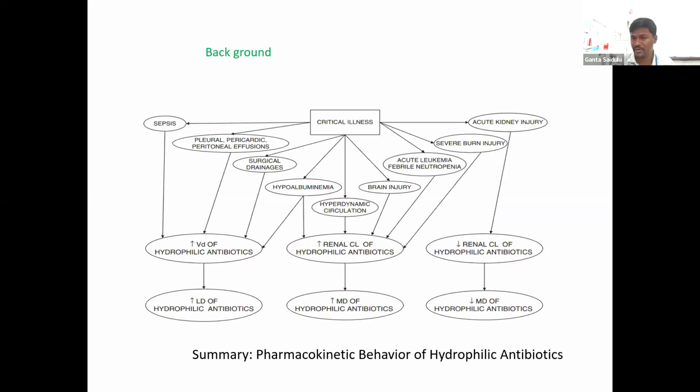Some patients are admitted with traumatic brain injuries, and some with cancers like blood cancers, who underwent different chemotherapies, and that can cause neutropenia, febrile neutropenia, and some burn injuries. So all these can increase the volume of distribution of hydrophilic antibiotics, because beta-lactam antibiotics are very water soluble. So very hydrophilic antibiotics.